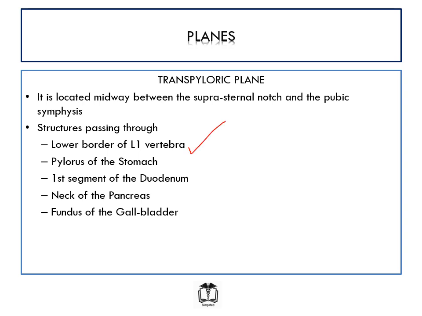The pylorus of the stomach is the next structure, and that is what gives the plane its name. It's called transpyloric because it's the plane that cuts across the pylorus of the stomach. Then the first segment of the duodenum is also in relation to that plane. The pylorus of the stomach becomes the first segment of the duodenum at the transpyloric plane. The neck of the pancreas is related to the transpyloric plane, and the fundus of the gallbladder is also related. Please remember it's the neck of the pancreas and the fundus of the gallbladder. You can always switch this in the questions they tend to ask.